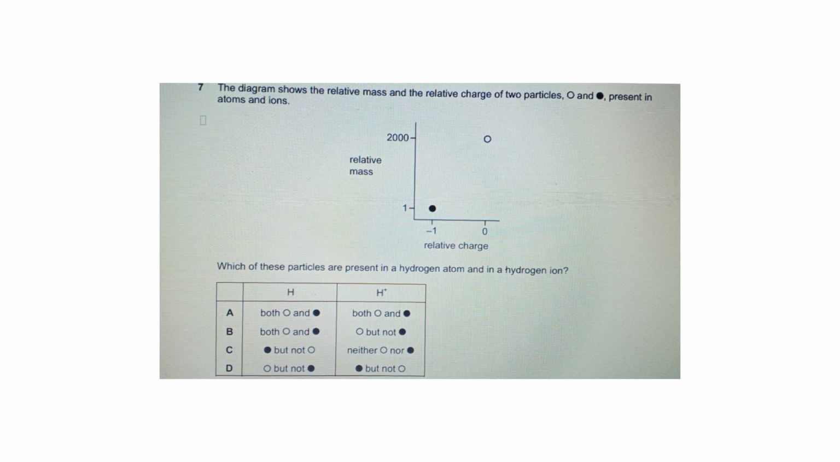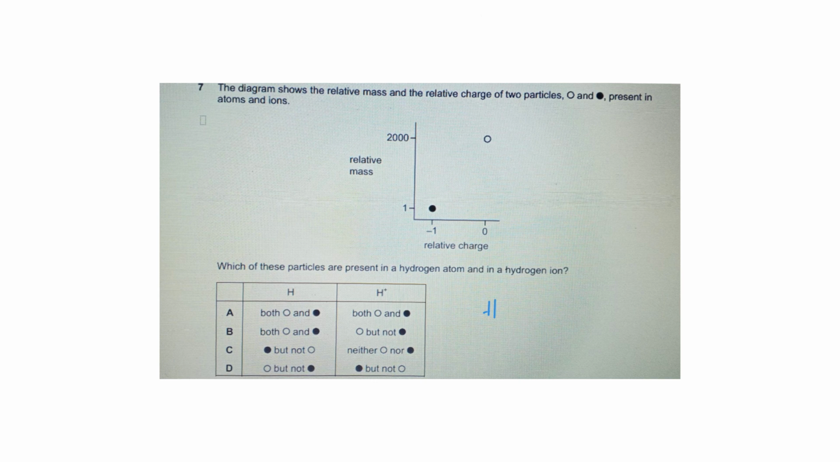Okay, question 7 says the diagram shows relative mass and relative charge of two particles. One is a hollow circle and the other one is a filled circle. It's saying these particles are present in atoms and in ions, which means he's talking about the subatomic particles, right? He's given you the relative mass and the relative charge, and he's asking which of these particles are present in a hydrogen atom and which are present in a hydrogen ion.